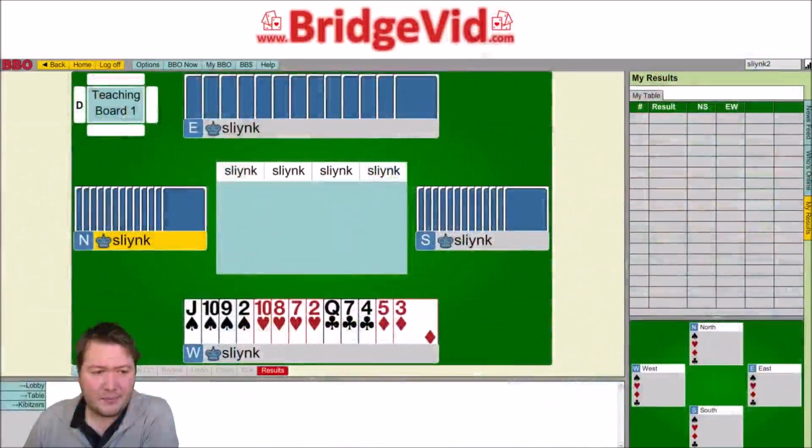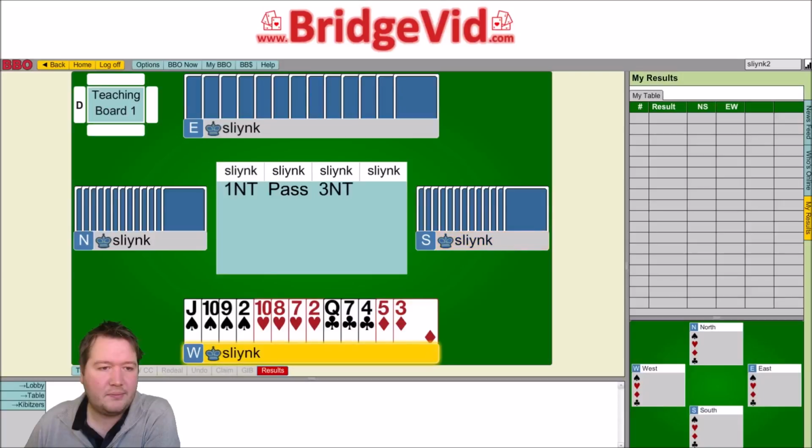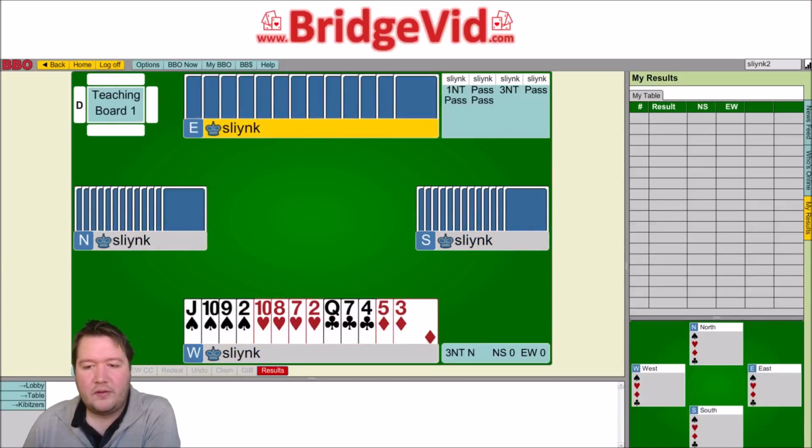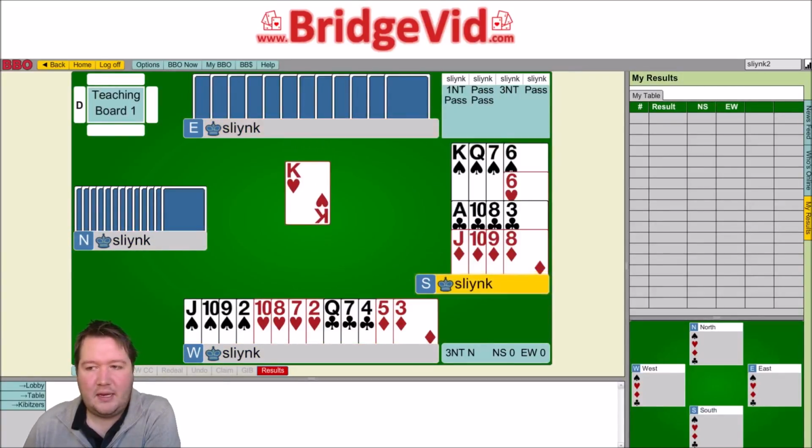So they're all the different types of signals that I'm going to cover, and let's just look at how they actually work. So we'll jump in and look at an example. First of all, if we were playing count, let's just look at a count signal. I'll give an auction here. Let's have the auction go 1 no trump, pass, 3 no trump. Okay. So let's say our partner leads an honor in hearts and we have 10, 8, 7, 2. So to start off with count signals, how do they actually work?